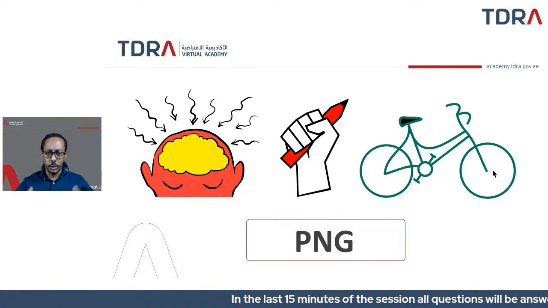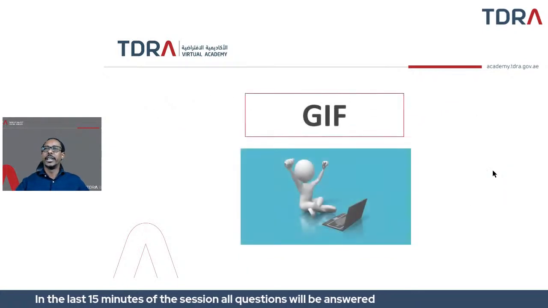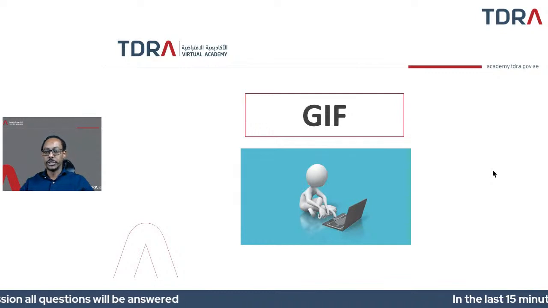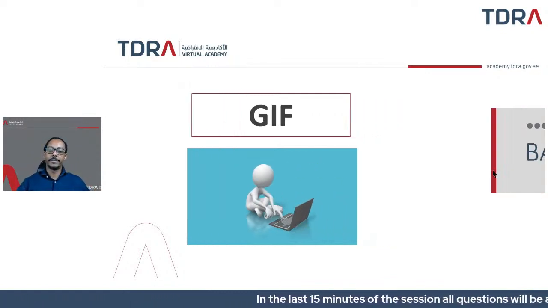The third extension that you would use beside JPEG and PNG is going to be GIF. And when do we use GIF? When we want animated pictures. When you want animated pictures, that's the time you use GIF.